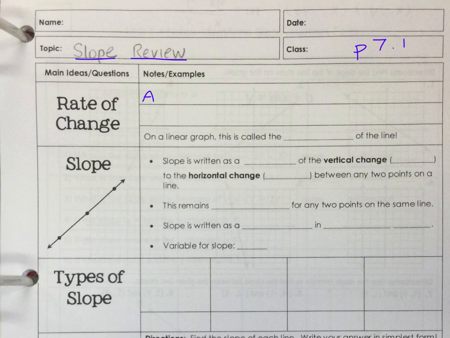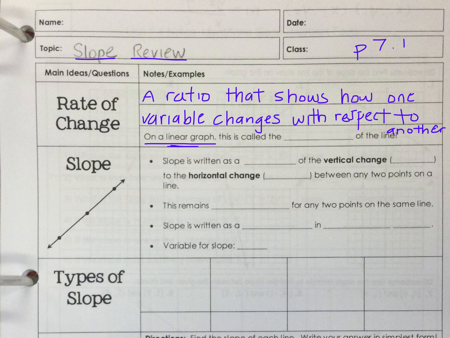All right, and on a linear graph, that just means a graph with a line, this rate of change is called our slope. And we know that slope is written as a ratio of the vertical change, so of the rise, to the horizontal change, the run, between any 2 points on a line. This remains constant. It means the slope is the same on any 2 points on the line.